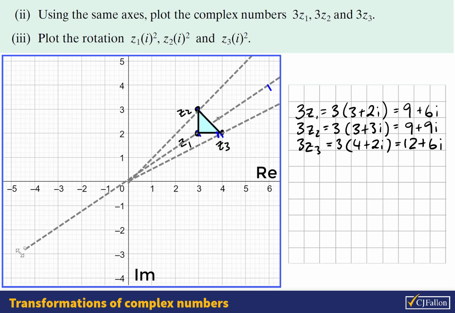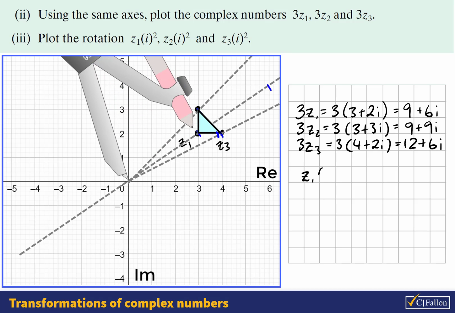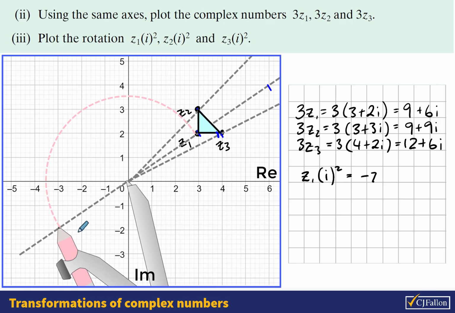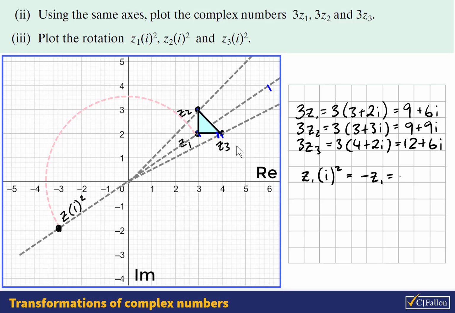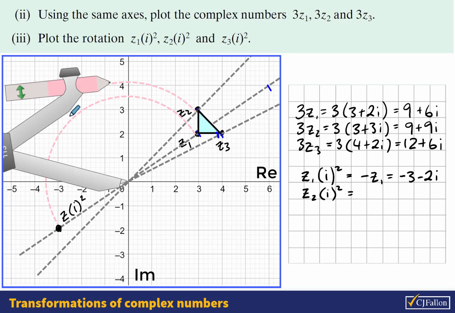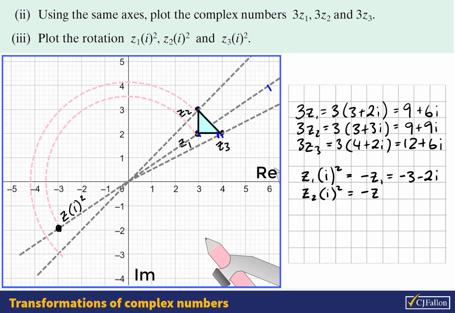In part 3, we're to plot the rotation Z1 multiplied by i squared, and the same for the other values, Z2 and Z3. i squared is -1. So we could either multiply Z1 by -1, or a rotation of -1 means we rotate it 180 degrees around 0. I could construct this using a compass, as you see in the picture here.